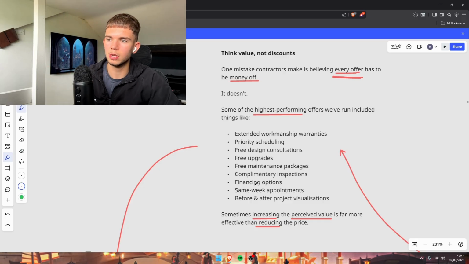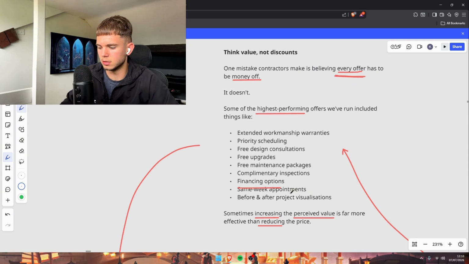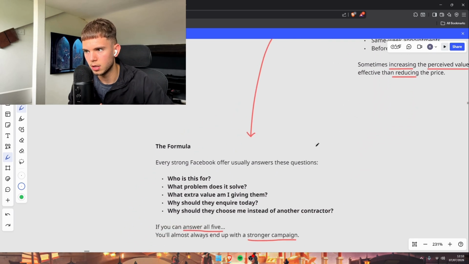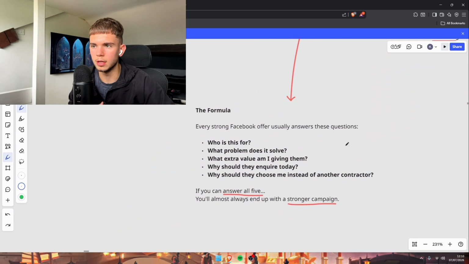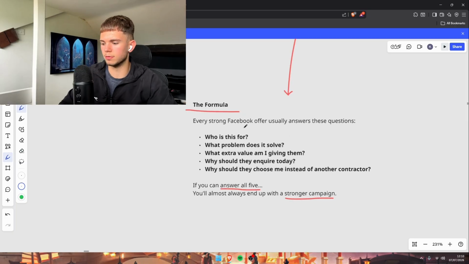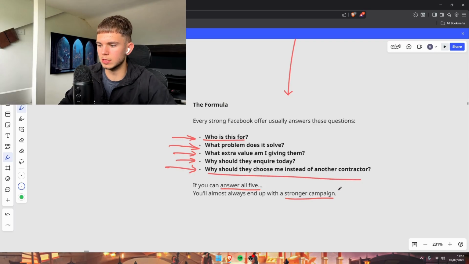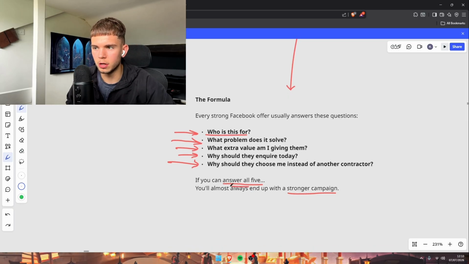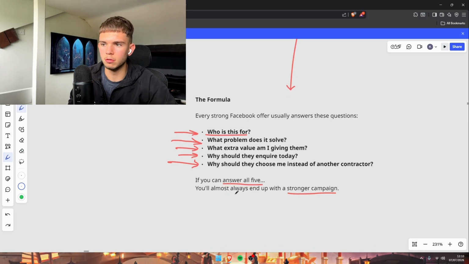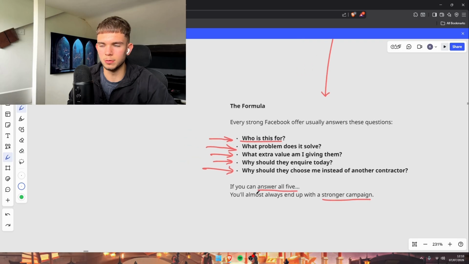Just an example. The best thing that you can do sometimes is to get them on a 0% interest financing option if you can have that. And here's the formula to actually making a good offer. We want to find who it's for, what problem it solves, what extra value am I giving them, why should they inquire today, and why should they choose me instead of another contractor? If you can answer all of these 5, you're almost always going to end up with a stronger campaign.